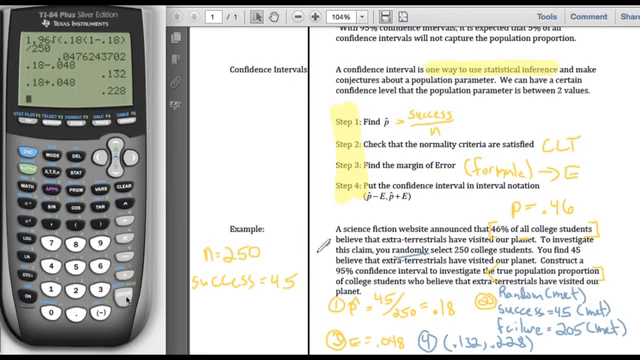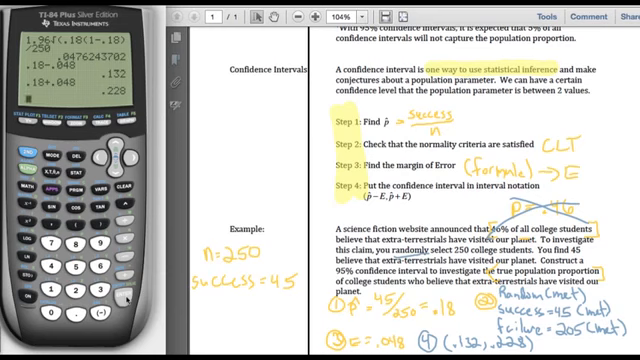So this tells me something very important. It tells me if somehow I were able to talk to every single college student on the planet and ask them, do you believe extraterrestrials have visited our planet? I can be 95% confident that somewhere between 13.2% and 22.8% would say yes. This 46% seems way too high. I think it's about 13% to about 23%, somewhere in there. That's my range of possibilities, and I'm 95% sure about that.